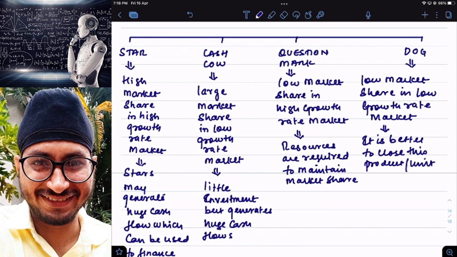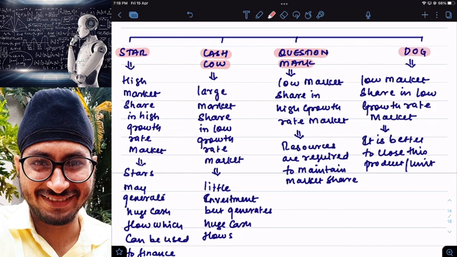Clear? I repeat. I'm having a high market share in a high growth rate market: star. I'm having a huge market share in a low growth rate market: cash cow. I'm having low market share in a high growth rate market: question mark. I'm having very less market share in a market where the future is very slow: then it is called dog.